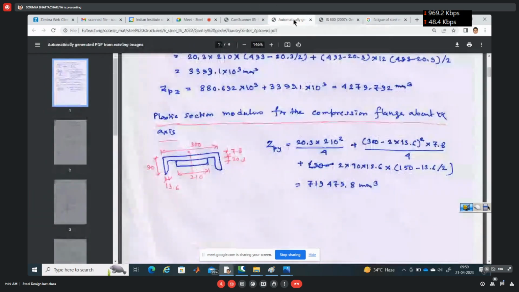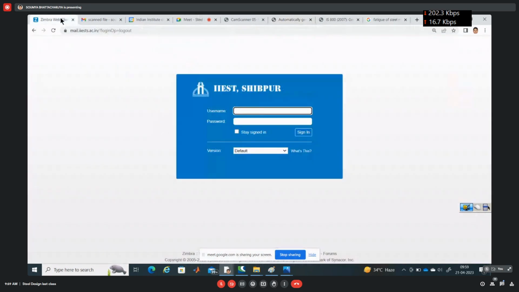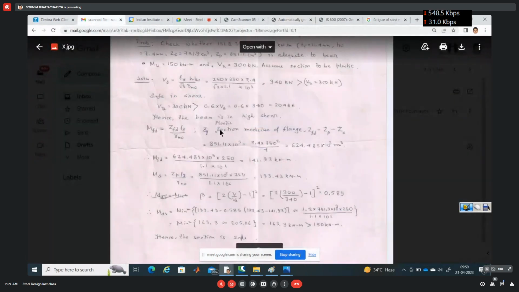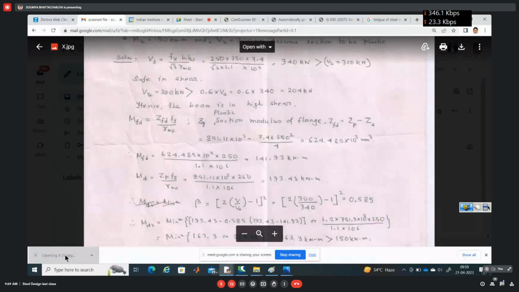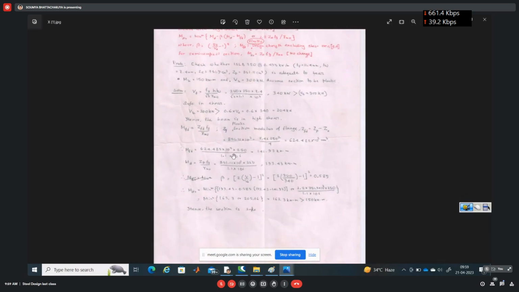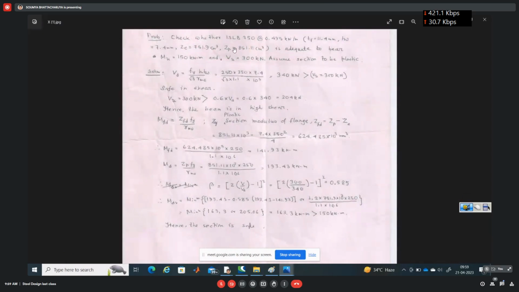Now the last part that I want to discuss is this one. Beam under high shear. The gantry girder chapter is over. The next part is beam under high shear.